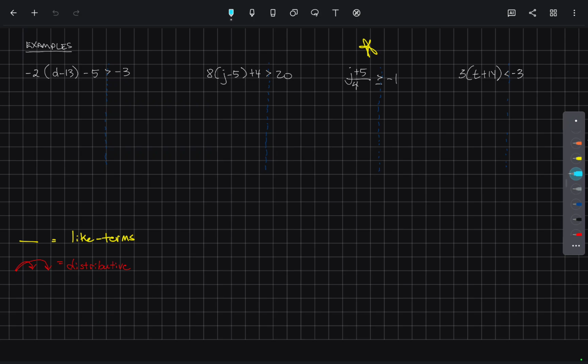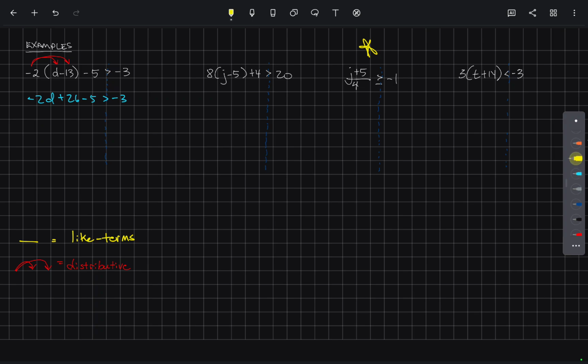I'm going to use red to show the distributive property, which is going to be negative 2 times d, negative 2 times negative 13. That'd be negative 2d plus 26 minus 5 is greater than negative 3. So you can see I just took the number on the outside, multiplied by all of the things on the inside of the parentheses, and it created 3 terms.